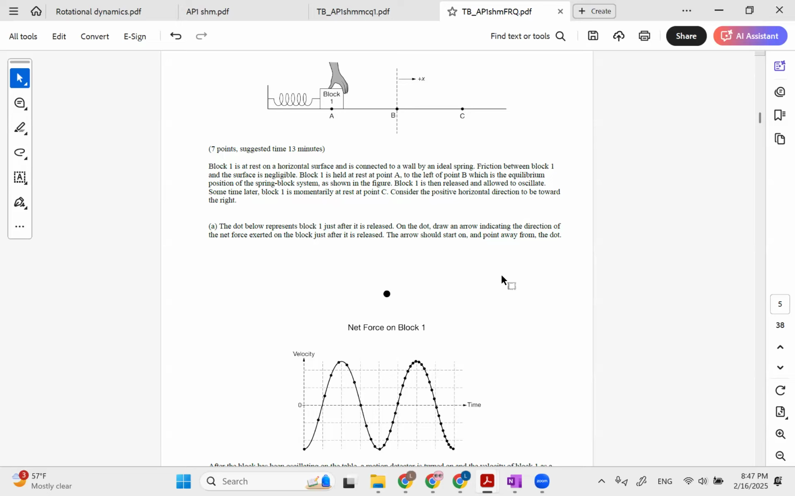Block 1 is then released and allowed to oscillate. Sometime later, block 1 is momentarily at rest at point C. Consider the positive horizontal direction to be towards the right. A. The dot below represents block 1 just after it is released. On the dot, draw an arrow indicating the direction of the net force exerted on the block just after it is released. The arrow should start on and point away from the dot.